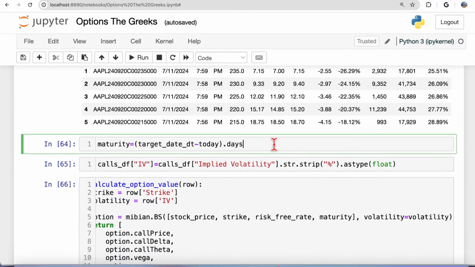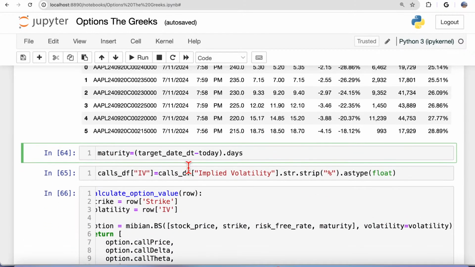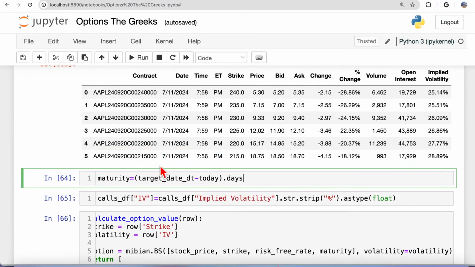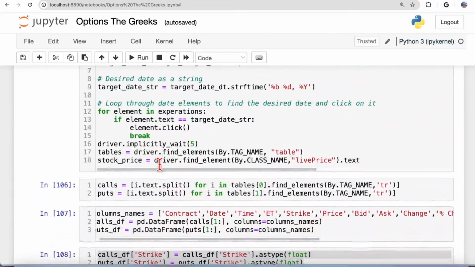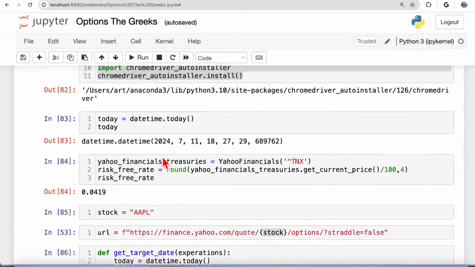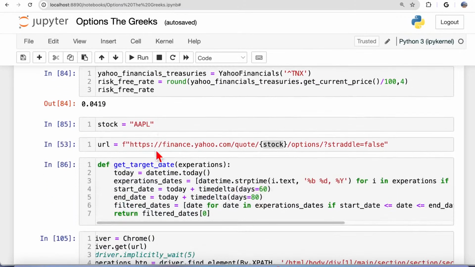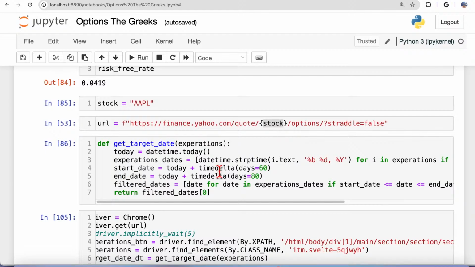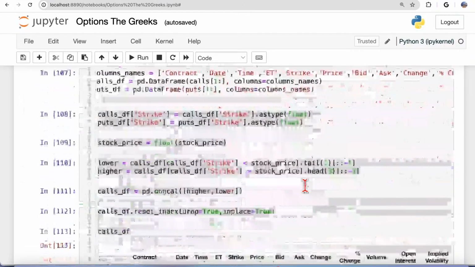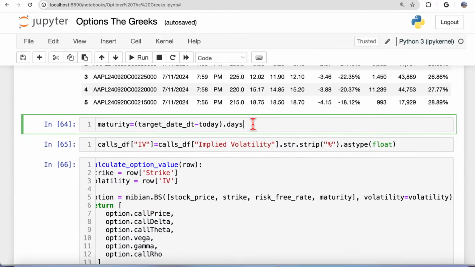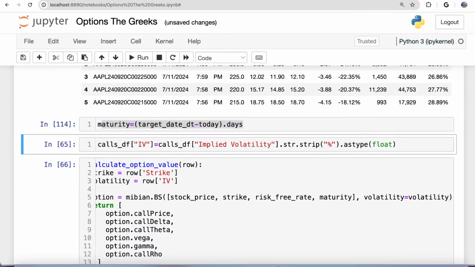So basically here I want to calculate maturity, and maturity would be our target date, which is, remember, we defined somewhere here. Where did we define it? So that's today. And the maturity date we define here, because remember, our maturity date should be between 60 days from now, but no more than 80 days from now. So that's our target date. And I'm trying to calculate the number of days here.